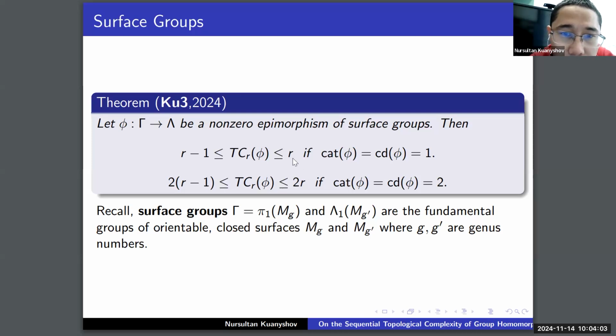As you can see, the estimate comes from the product formula that I mentioned in part 2. To recall, by surface groups I mean the fundamental groups of orientable closed surfaces, where g is the genus number. Remember, here I am also considering the torus; it doesn't have to be just hyperbolic surfaces.